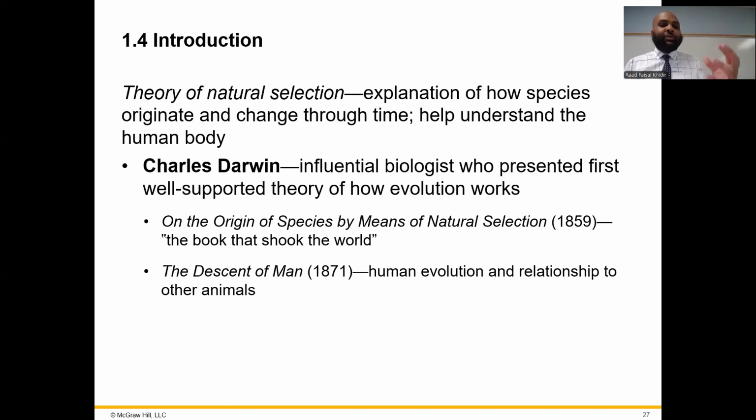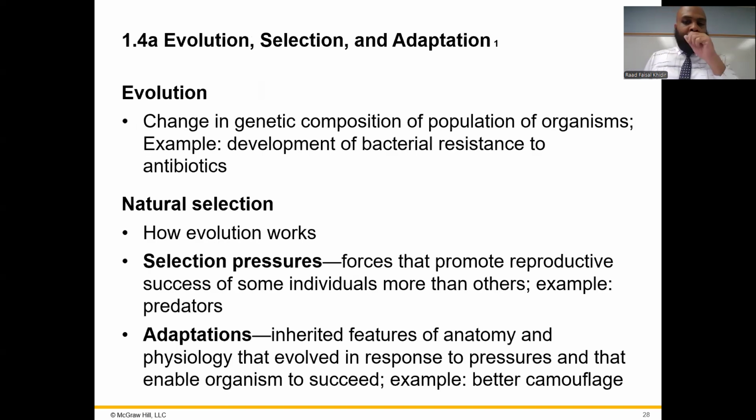The one who came up with this idea was Charles Darwin. He said that species originate and they change. They originate from a common ancestor, but they change through time. So evolution is the change in the genetic composition of the population of the organisms.